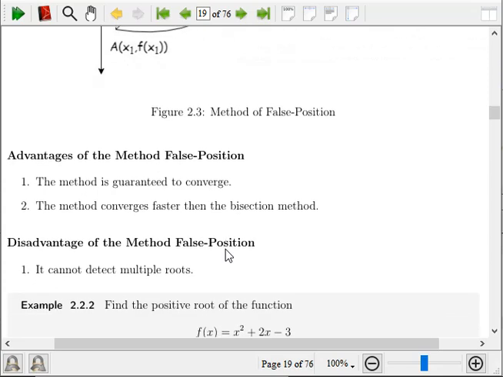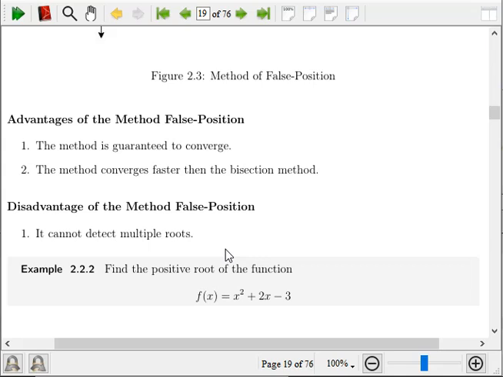The advantage here is that the method will definitely converge and is faster than the bisection method, but it can't detect multiple roots, as was the case with the bisection method. So it converges. Whatever you do, you are going to get a solution faster than the bisection, but it cannot detect multiple roots, that being its disadvantage.